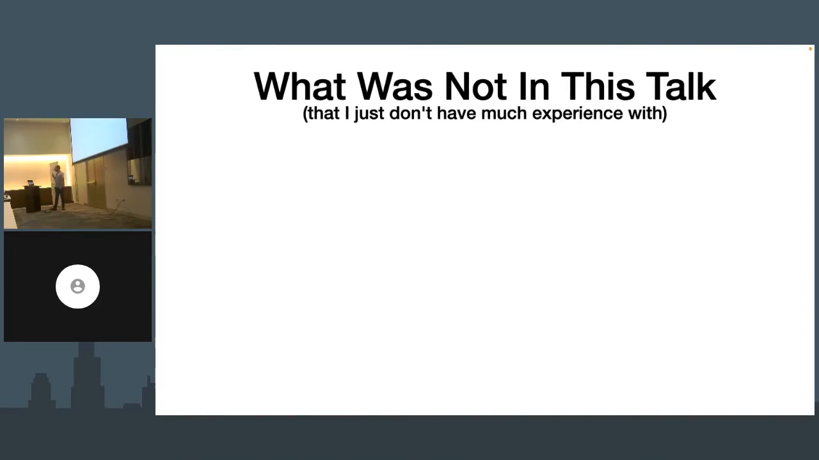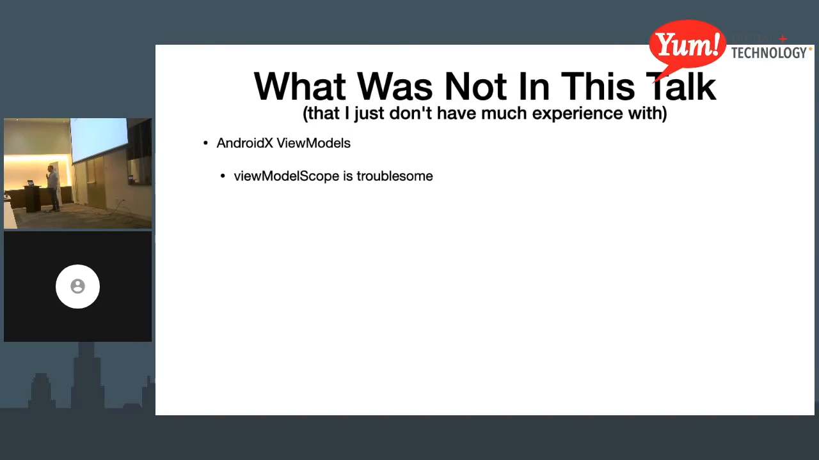All right, things that were not in this talk that I just don't have much experience with. One is AndroidX ViewModels. We don't use them at Cash App. We use the API I showed you. The viewModelScope call in particular is problematic because it's not structured concurrent. It does construct a coroutine scope under the hood. It does require testers to assign a coroutine dispatcher by hand. So these are solvable problems, but not ones that I dealt with or that I identified any solutions for.